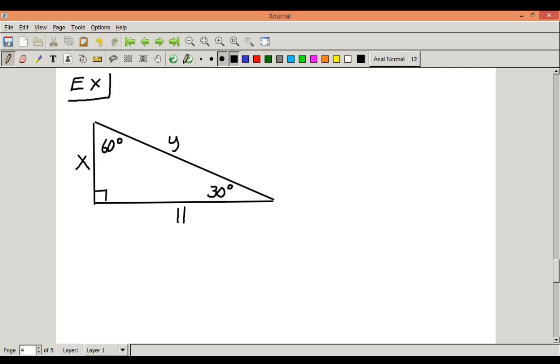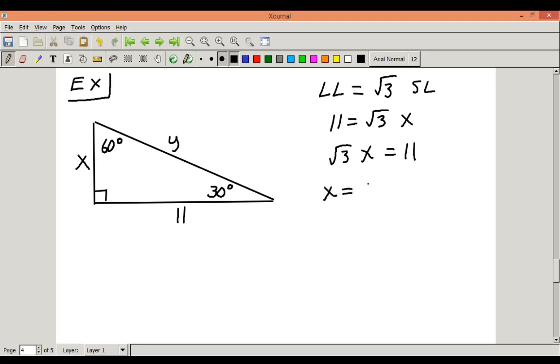So all we're going to have to remember is, what is the relationship between the longer leg and the shorter leg? Well, if you read the theorem again, the longer leg equals the square root of 3 times the shorter leg. Okay, so let's put the longer leg in there. That's 11. So 11 equals square root of 3 times the shorter leg, which is x. I can turn this around just because I'm more comfortable that way. So square root of 3 times x equals 11. Let's solve for x by dividing by radical 3. So that's going to give x equals 11 divided by radical 3.